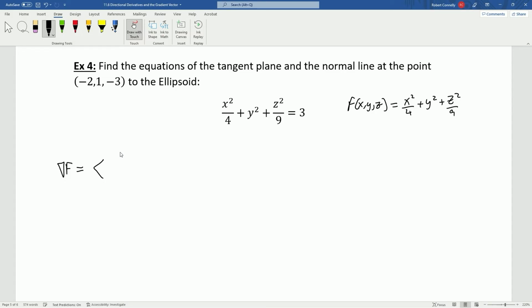So for the gradient, when I take the derivative with respect to x, I get 2x over 4. The derivative with respect to y gives me 2y. And with respect to z gives me 2z over 9. Now if I take this gradient and evaluate it at the point, what do we get? Well, x is -2, so this is -4 over 4, that's -1. y is 1, so I get 2. z is -3, so I get -6 over 9, that's -2/3.